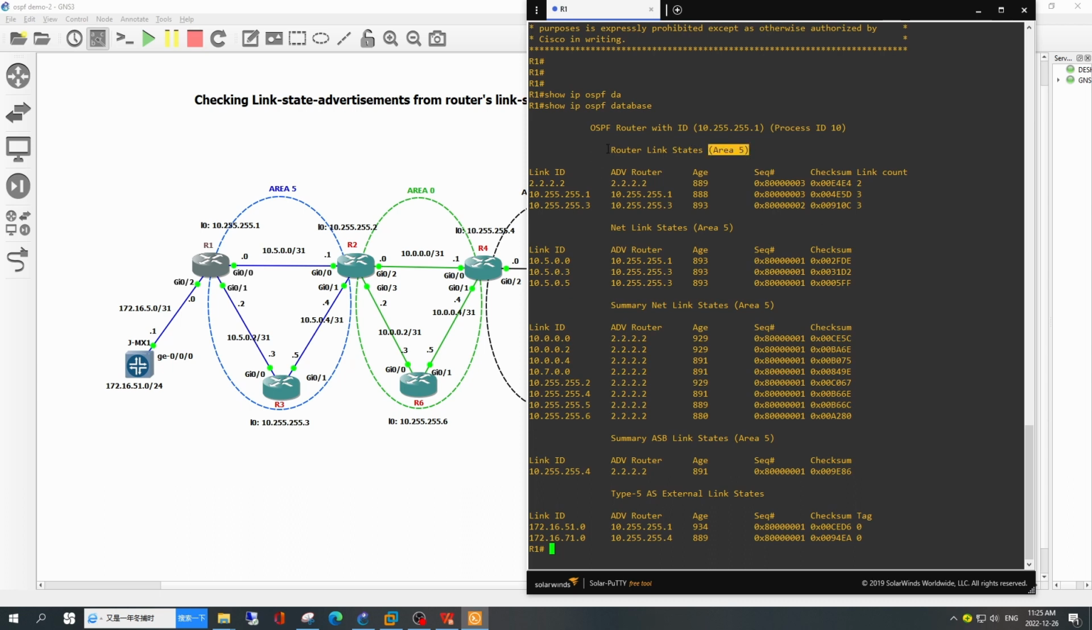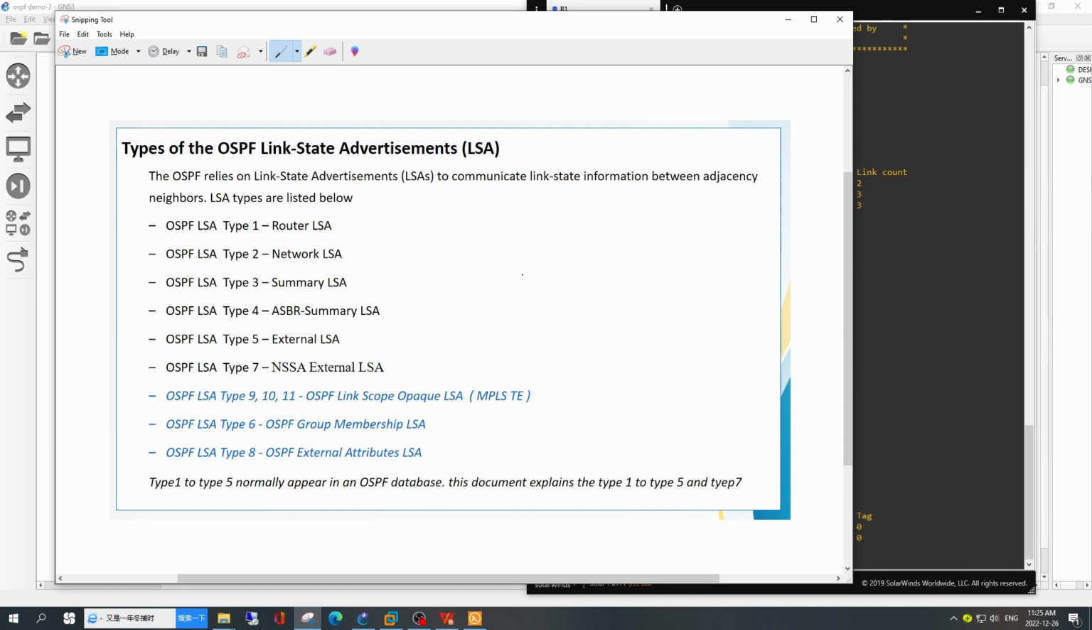They are categorized by LSA types. You remember this, right? I put this diagram here to quickly show you each LSA's name. Type 1 is the router LSA. Type 2 is the network LSA. Type 3 is the summary LSA. Type 4 is the ASBR summary LSA. Type 5 is the external LSA. Type 7 is the NSSA external LSA. Just remember the names here, and you can compare them to the LSDB.